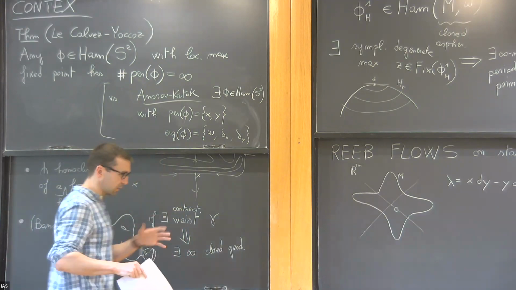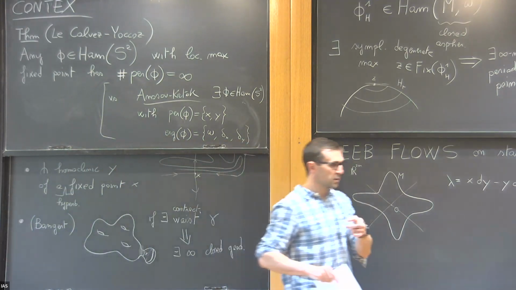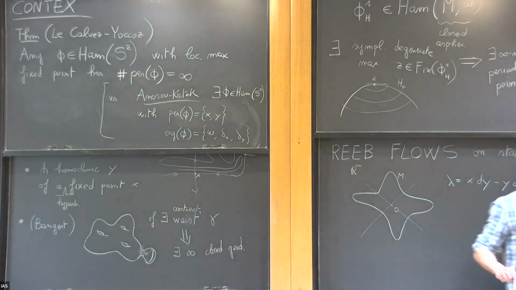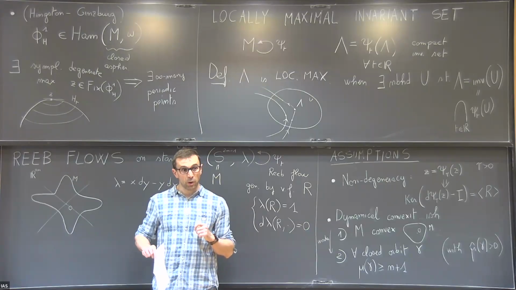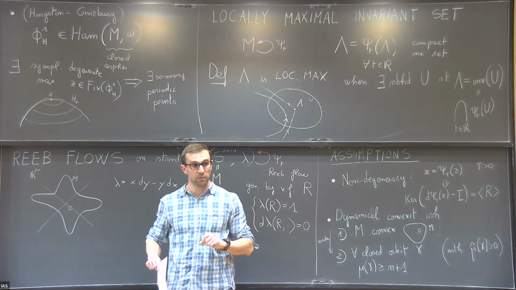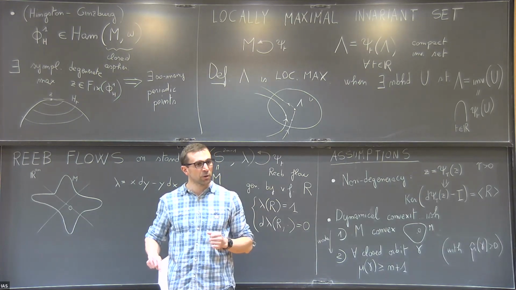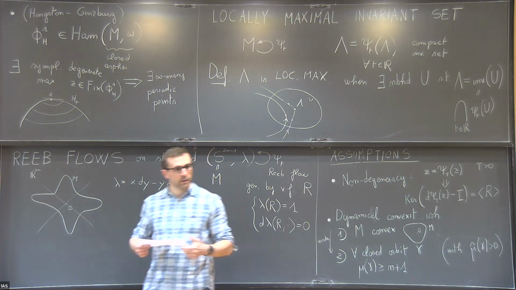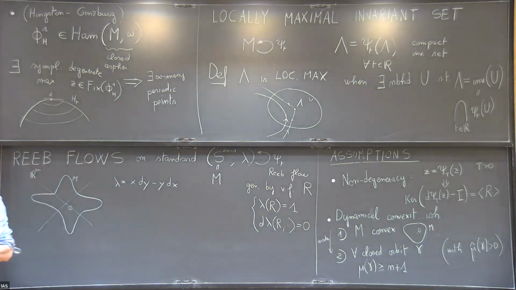In the proof, what's hidden in the proof that goes in the direction of your question is that an irrationally elliptic fixed point of a surface, area-preserving surface diffeo, is never locally maximal. Never ever. I don't know in higher dimension. I didn't know even in dimension two, but I learned it from the convexity. But in higher dimensions, you don't have this dichotomy elliptic hyperbolic.